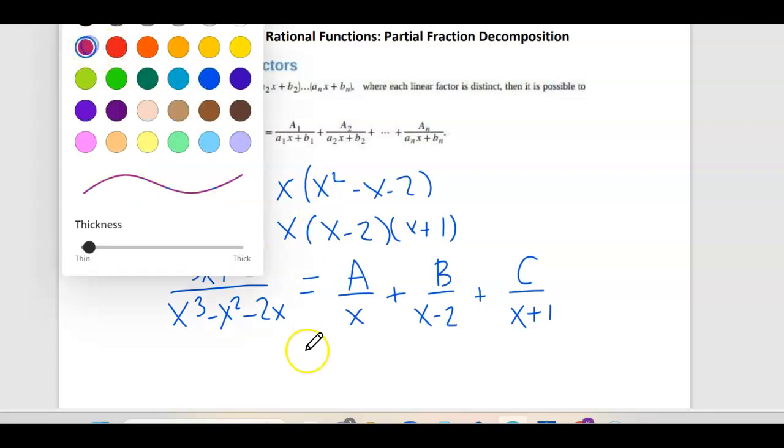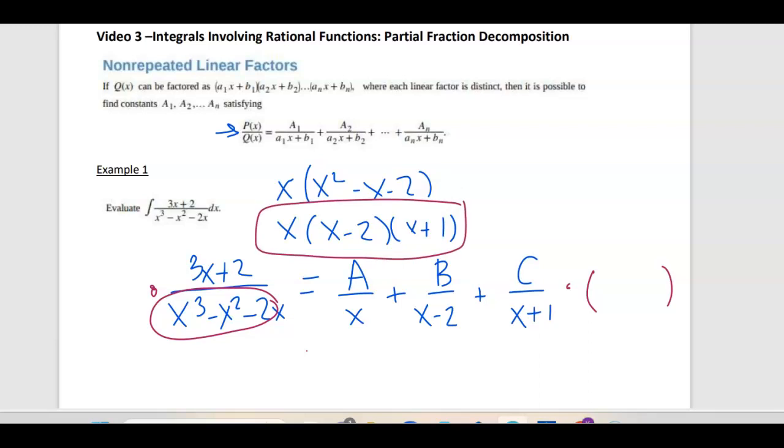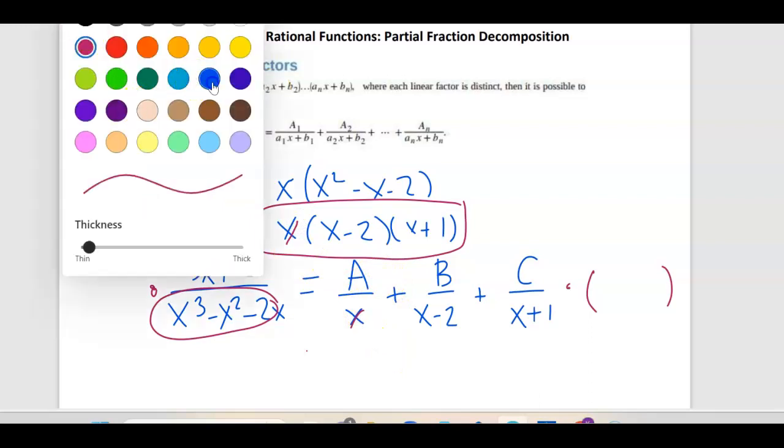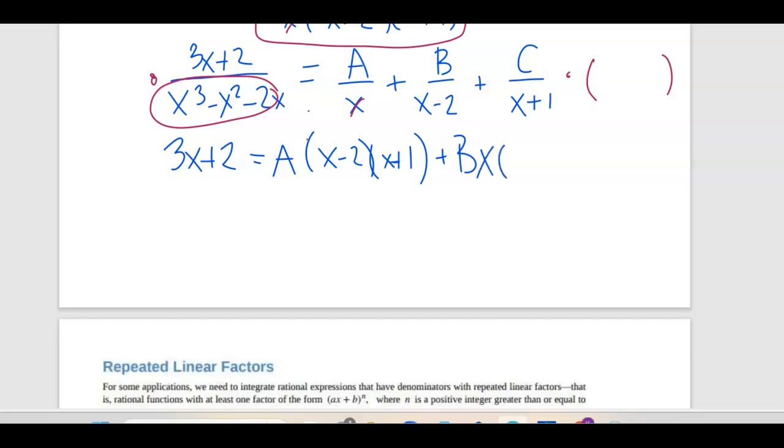And then what we would do to solve this for A, B, and C is multiply through by this denominator on both sides. Any factor that is included gets canceled. Like in here, these get canceled. And so A ends up having just the other two factors that stick with it. B ends up having the other two factors that stick with it. And C has the other two factors that stick with it.